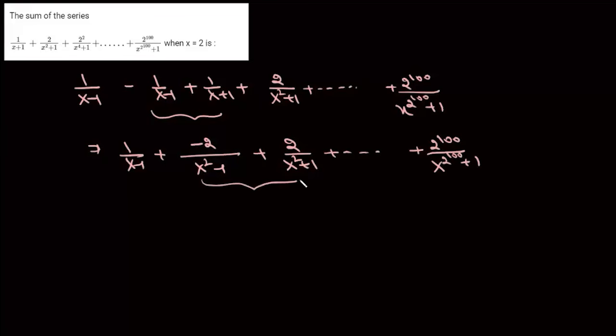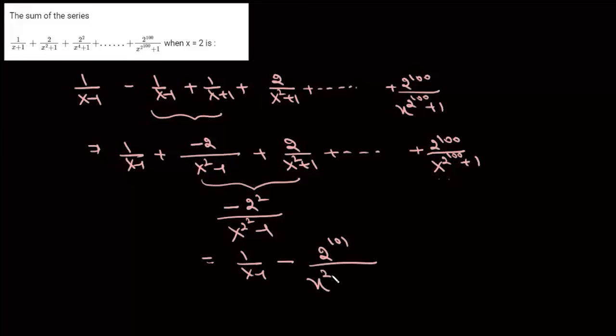Now this again is the same format. If we simplify this, we'll get this as minus 2 square upon x to the power 2 square minus 1, and it'll continue till the end. So in the end, we'll have this as 1 upon x minus 1 minus 2 to the power 101 upon x to the power 2 to the power 101 minus 1. Now we need to find this value when the value of x is 2. So if we put x as 2, we'll get this as 1 minus 2 to the power 101 upon 2 to the power 2 to the power 101 minus 1.